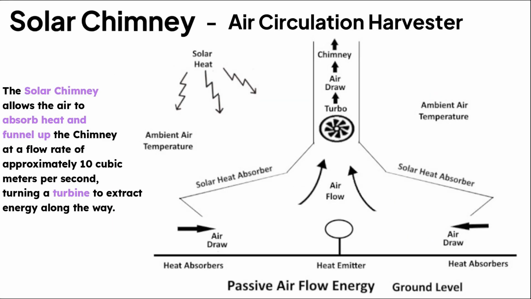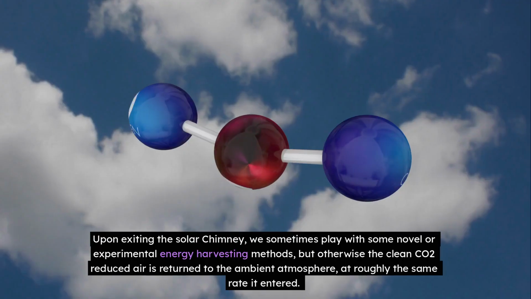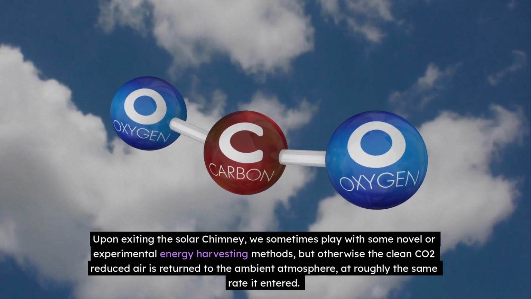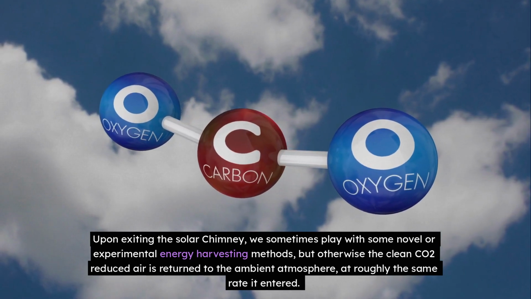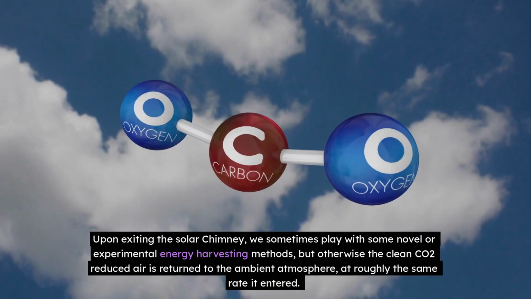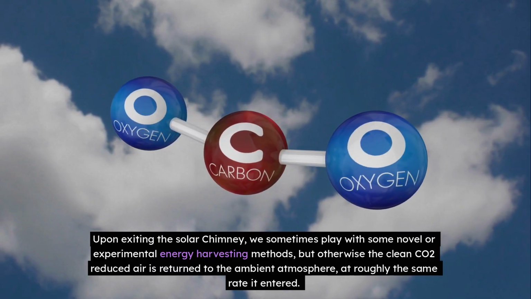The solar chimney allows the air to absorb heat and funnel up the chimney at a flow rate of approximately 10 cubic meters per second, turning a turbine to extract energy along the way. Upon exiting the solar chimney, we sometimes play with some novel or experimental energy harvesting methods, but otherwise the clean, CO2-reduced air is returned to the ambient atmosphere, at roughly the same rate it entered.